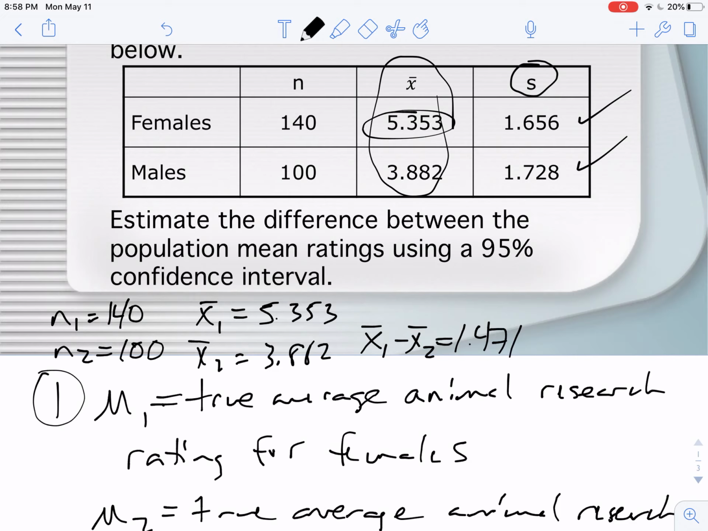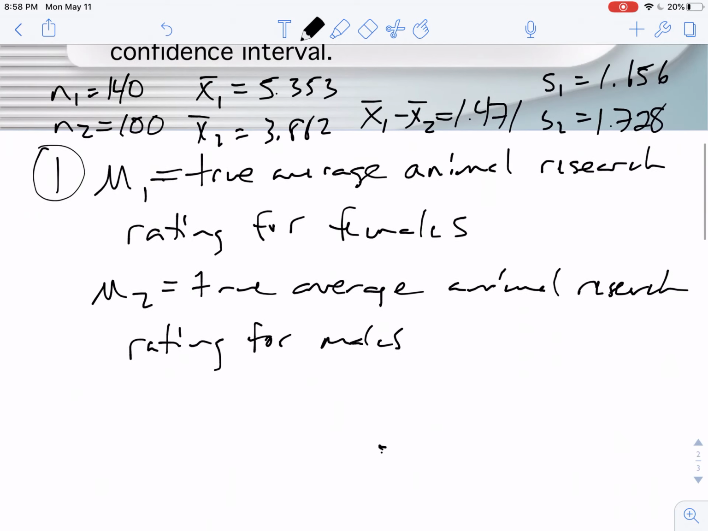What I'm going to be doing is estimating, well, what will that be for the two populations? And then again, I'm going to be using my two sample standard deviations, S1 and S2. Okay, and then again, I'm using 95% confidence, which I'll come back to in a minute. All right, so on to step 2.